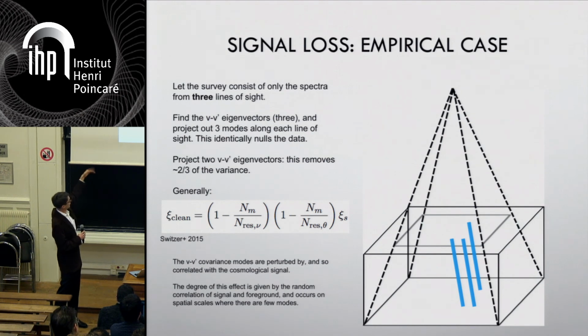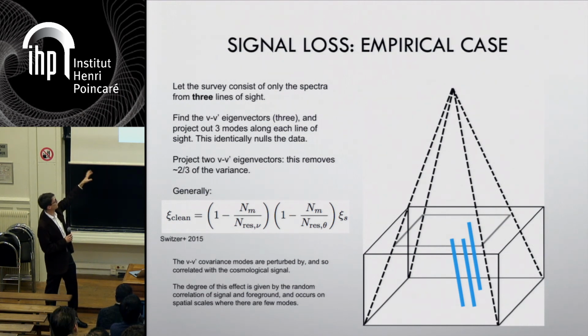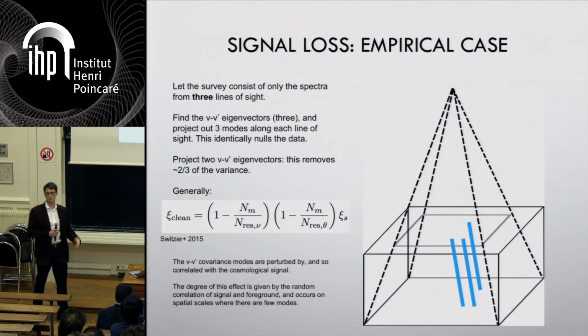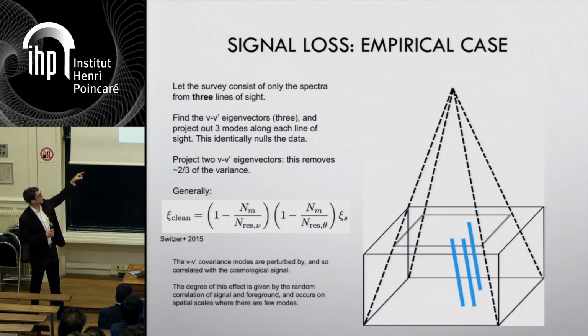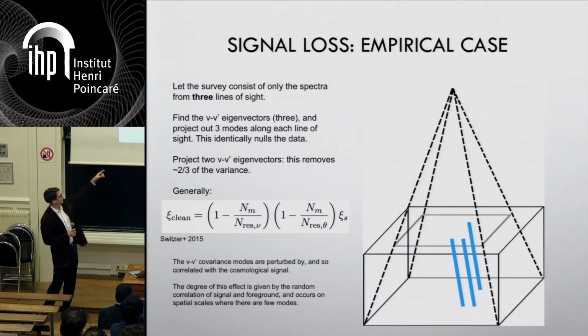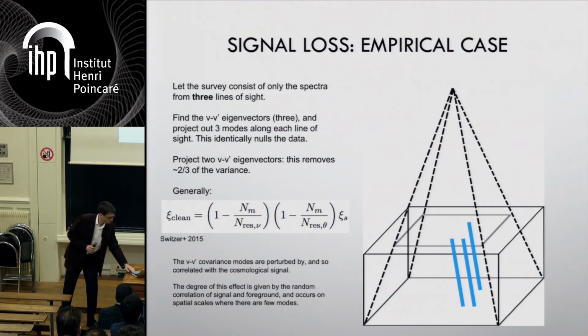So the matrix algebra for this is a mess, but it does result in a fairly simple expression for the signal loss. And this shows that there is the frequency domain part, the number of modes over the number of frequency elements, but it's also multiplied by the number of modes you project out divided by the number of angular resolution elements, which in this case is 3.